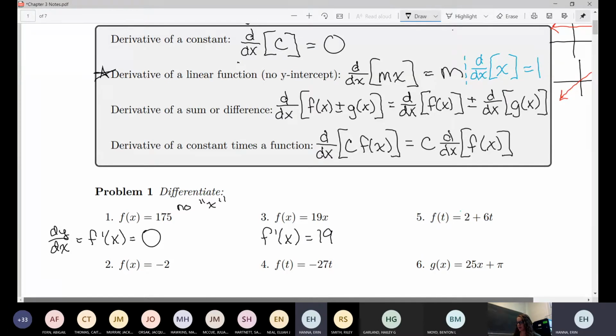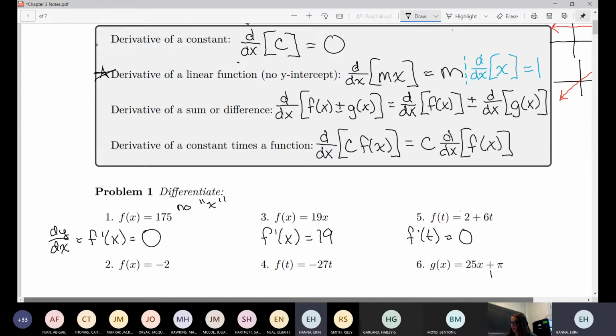Okay. So again, I'm going to go over to the right. Number 5, here we have f of t. So if I have a t, that's going to be my variable. If I don't have a t, then it's just a number. For this one, we essentially use the derivative of a sum or difference. I can take the derivative of the first thing. So what's the derivative of 2? 2 doesn't have a variable attached to it. It doesn't have a t, so it's just a constant. Derivative of a constant is 0.